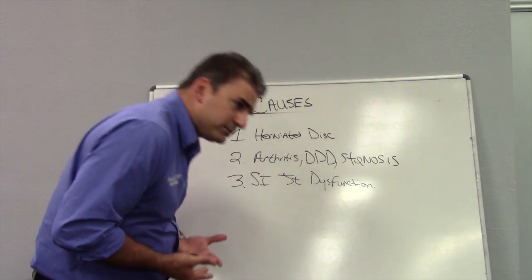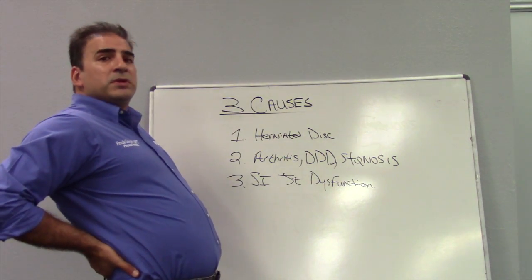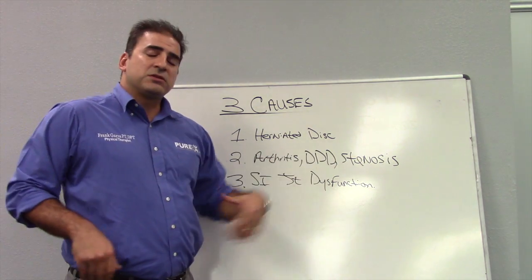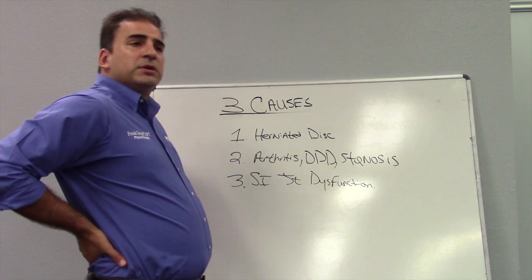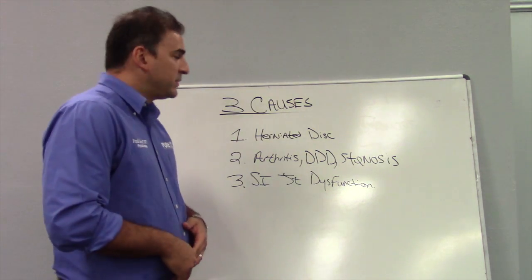Herniated disc, pain will increase with forward bending, but it may decrease with backward bending. Arthritis, degenerative disc disease, and stenosis is the complete opposite. Pain will increase with extension. Pain will decrease with flexion.